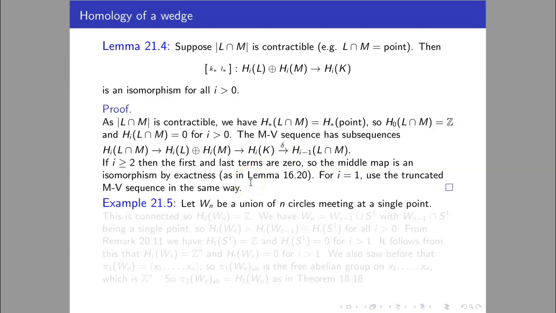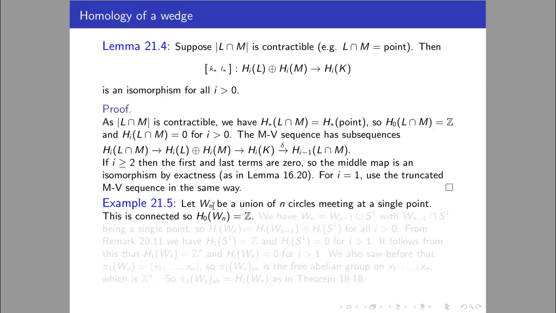The basic example of that: let W_n be a wedge of n circles, in other words, n circles, all of which meet at a single point. When we were discussing the van Kampen theorem, we calculated the fundamental group, pi 1 of W_n, a free group on n generators, and now we're going to do a similar thing with homology.